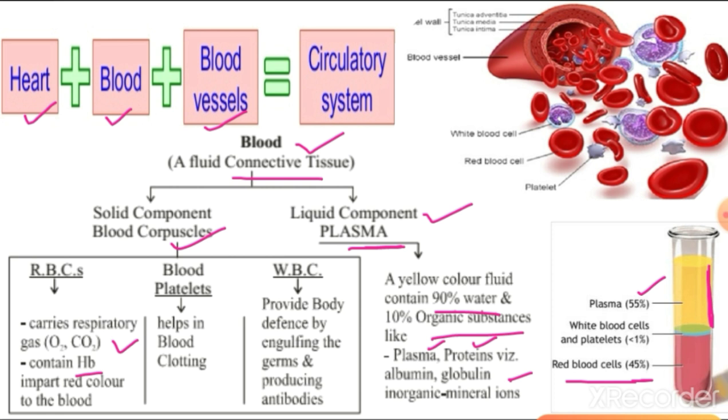Now in the solid part, the first part is red blood cells, RBCs. The other part is white blood cells. They are colorless in nature and do not have a fixed shape. They have an irregular shape. Red blood cells, as you can see here, are disc shaped. But this is a white blood cell. White blood cells do not have any particular shape. They have different shapes. Then what is the function of these white blood cells?